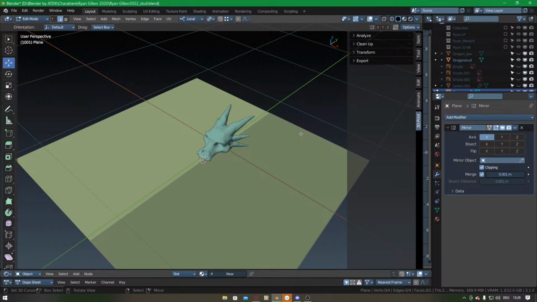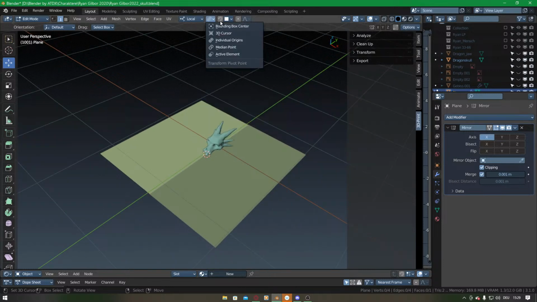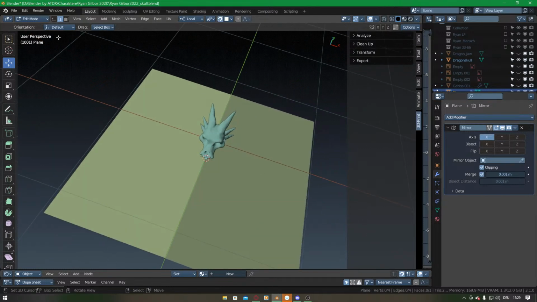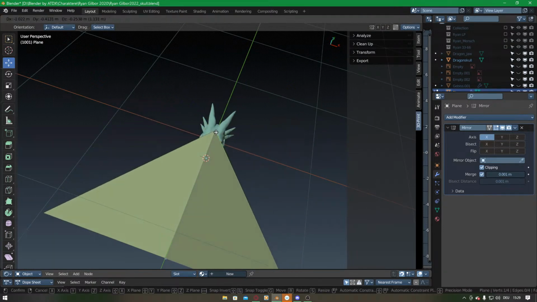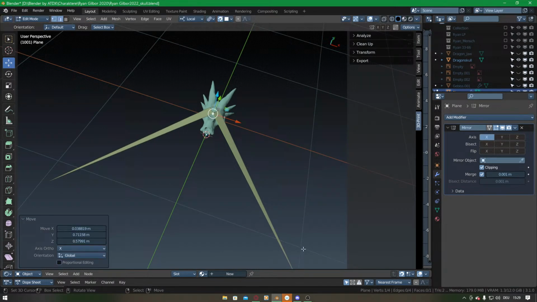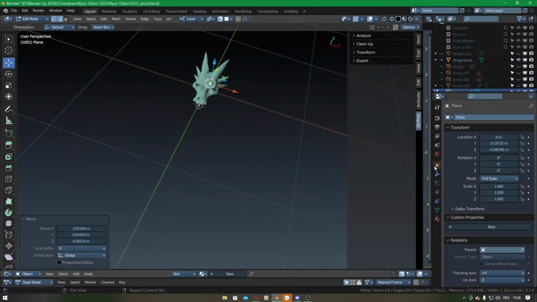Okay, let's see. Retopology is actually quite simple. All you've got to do is you have your complex model.